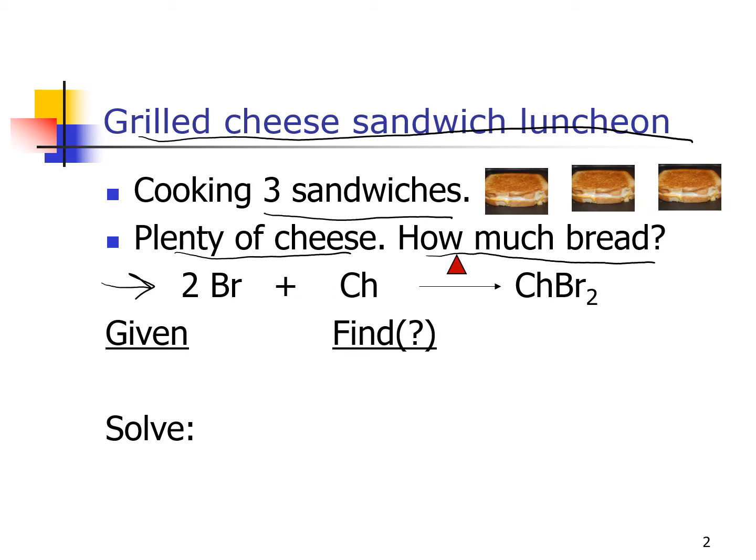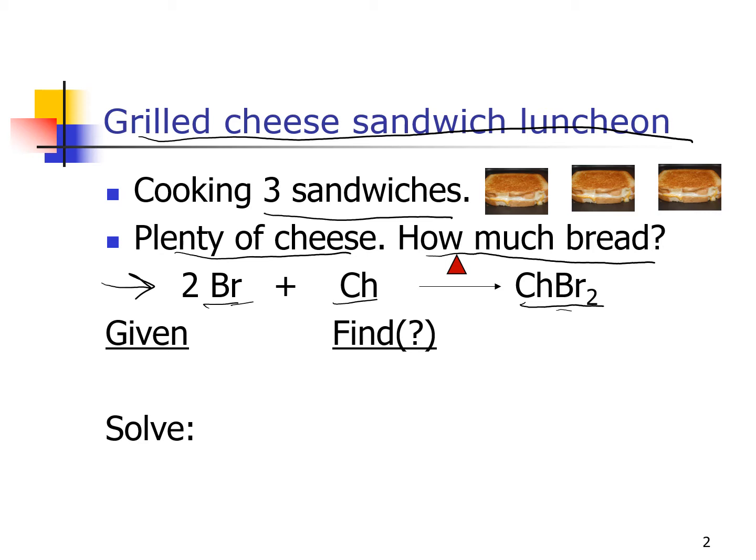So 2 BRs represents my 2 pieces of bread. 1 CH is my 1 piece of cheese to produce 1 sandwich, which is represented with CHBr2. I can use this information to show me the relationship between the bread and the sandwich and use that to help determine how many pieces of bread I need to make the sandwich.